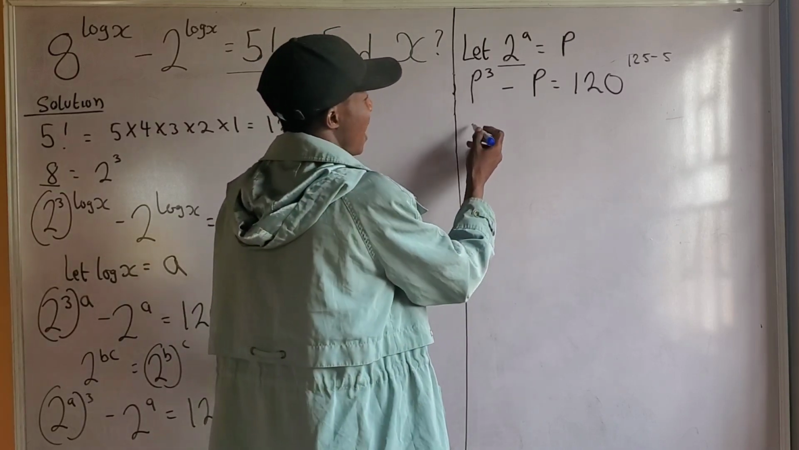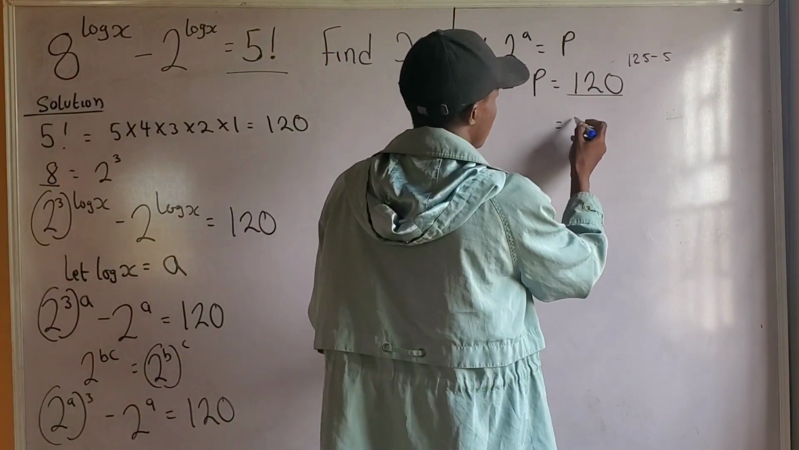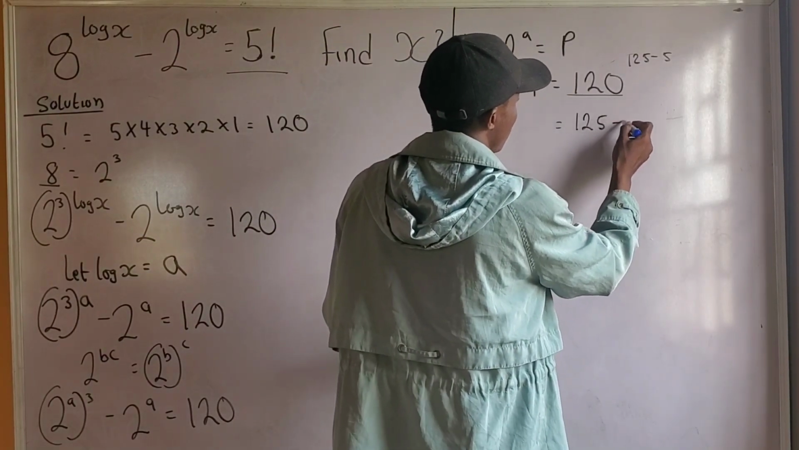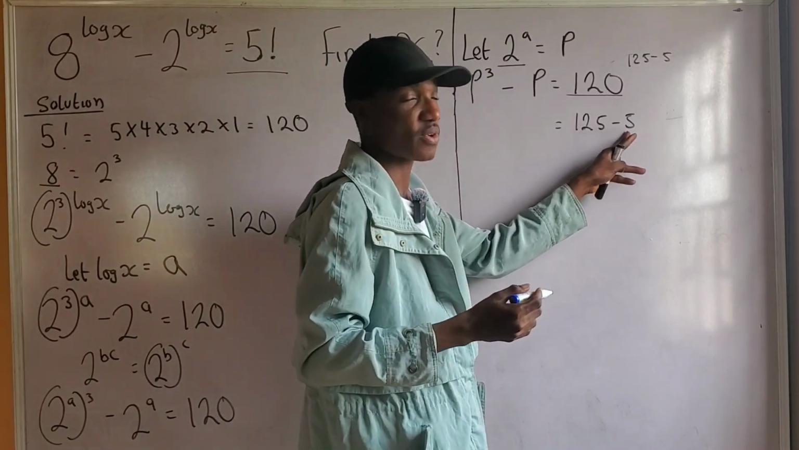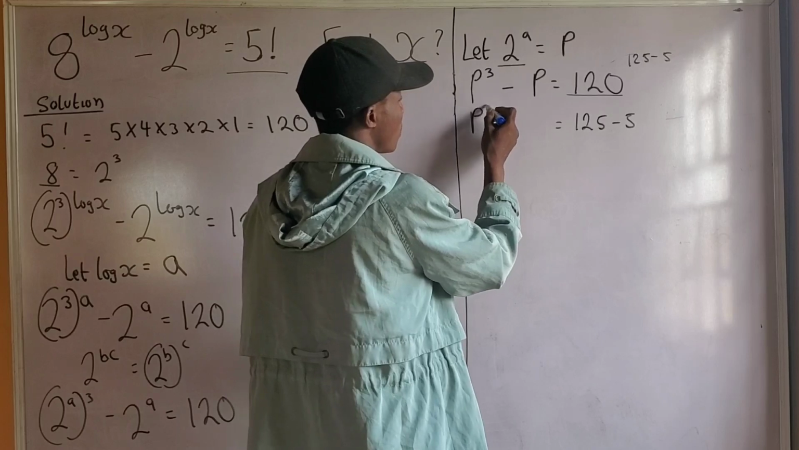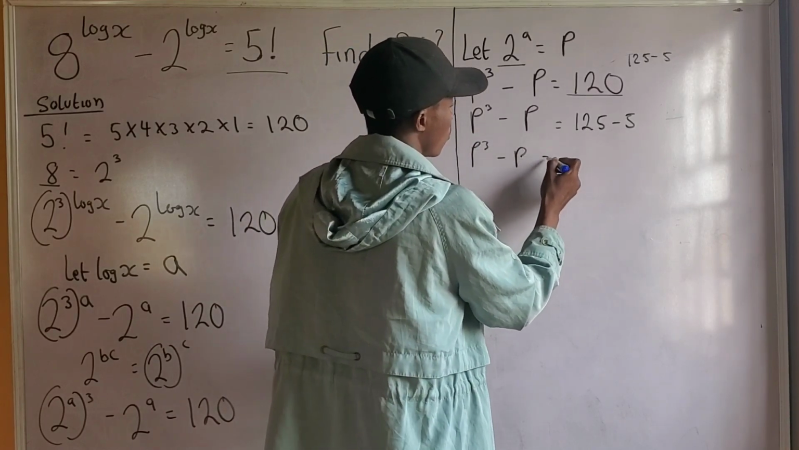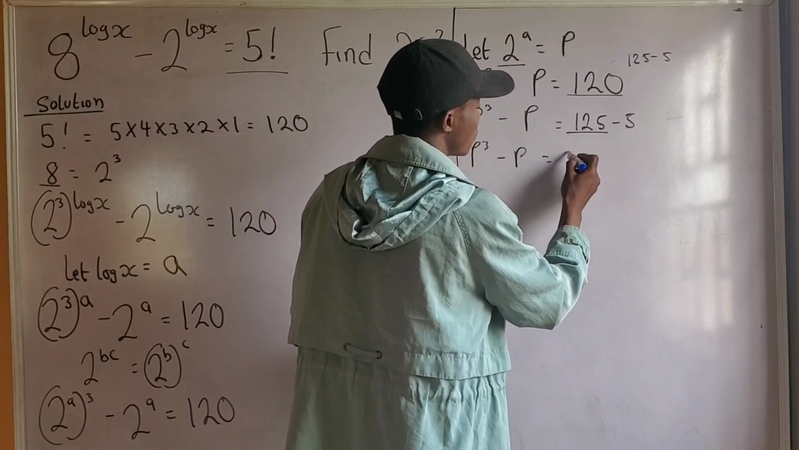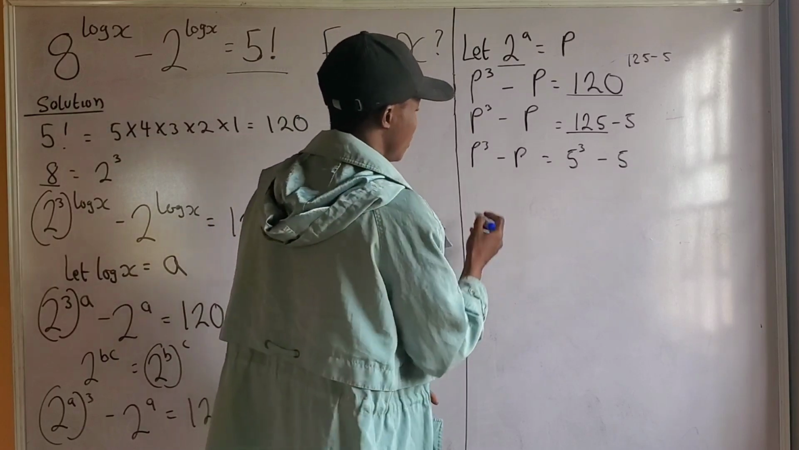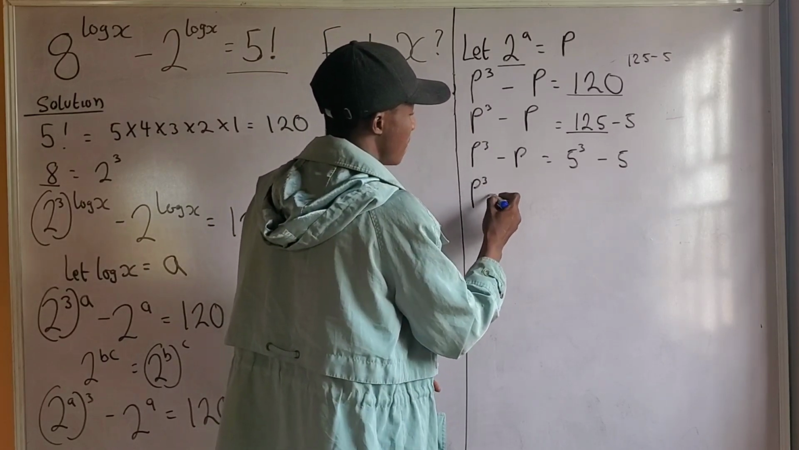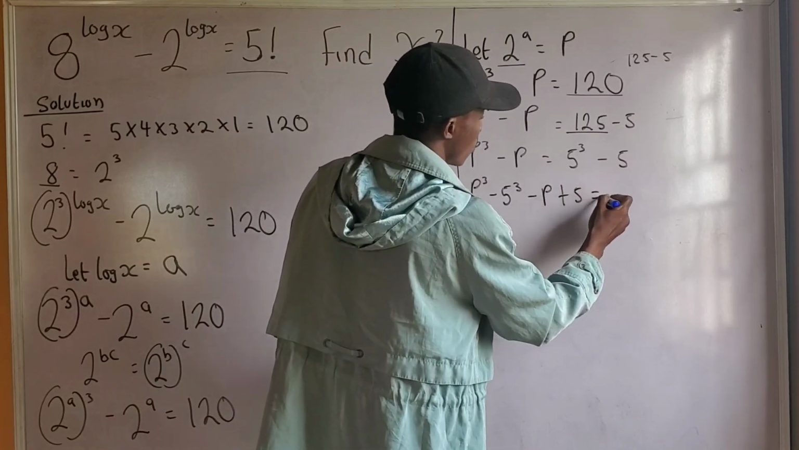Now, I can rewrite this 120. We can rewrite it as 125 minus 5. Do you know? 120 can be written as 125 minus 5. Okay? Now bring it. p raised to the power of 3 minus p equals 125 can be written as 5 raised to the power of 3, and I'm going to have minus 5. Do you understand? Okay? For this, I'm going to have p raised to the power of 3 minus 5 raised to the power of 3, minus p plus 5 equals 0.